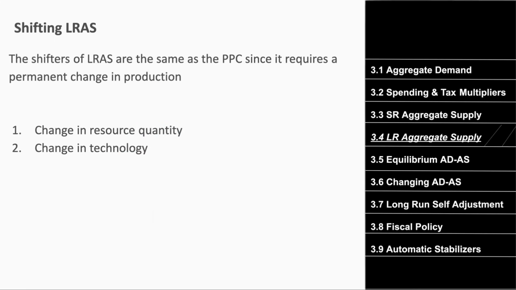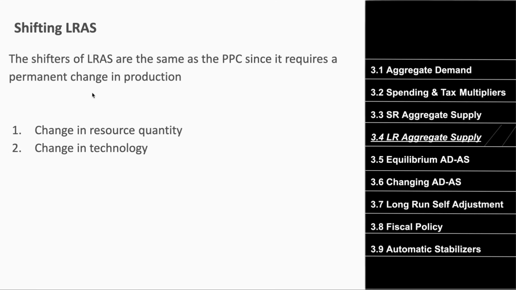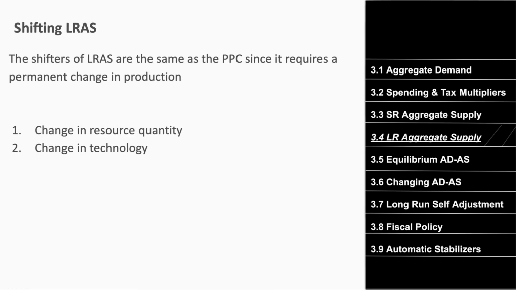Now we can shift long-run aggregate supply in two main ways: resource quantity, so the amount of resources we have, and a change in technology. Just remember these two. There will be questions asking you, does a change in resource prices change long-run aggregate supply? Remember, it doesn't. In the long run, changing resource prices doesn't matter.